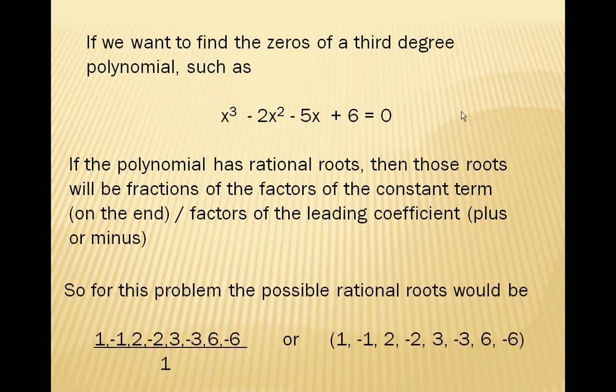So the factors of 6 are 1, 2, 3, 6, and the negation of those, divided by the coefficient of the x cubed, 1. So our possible rational roots are 1, negative 1, 2, negative 2, 3, negative 3, 6, and negative 6.